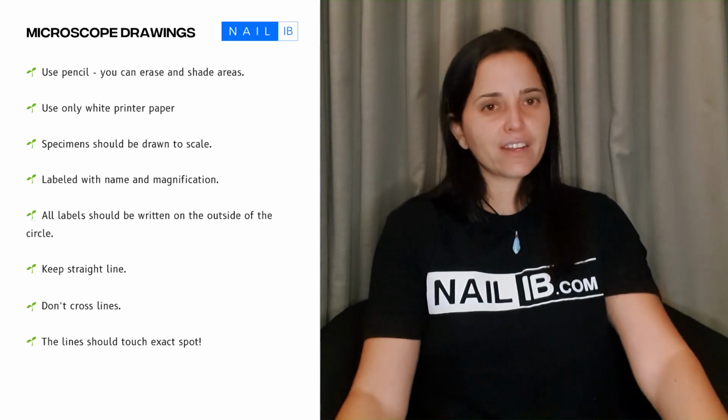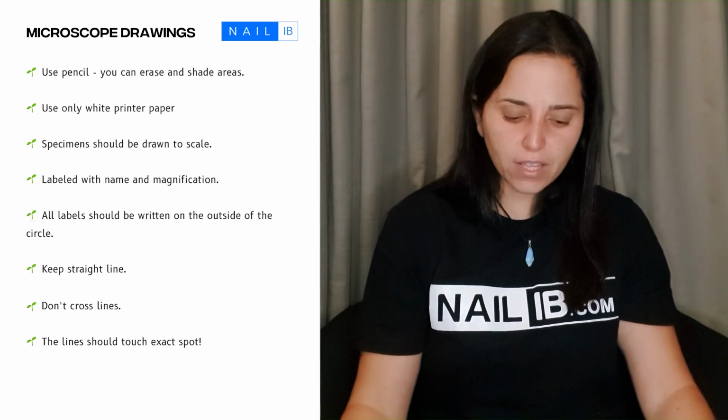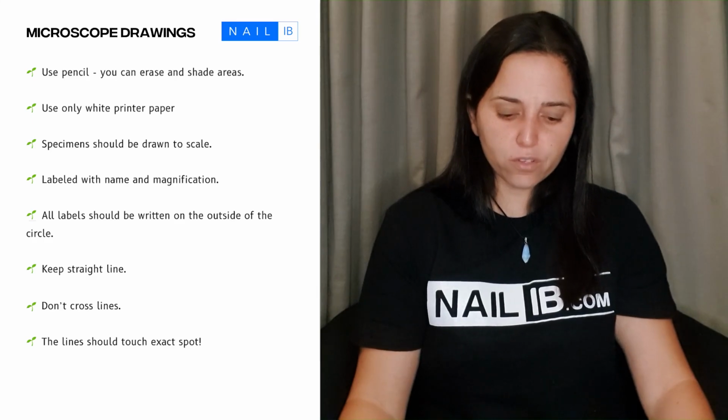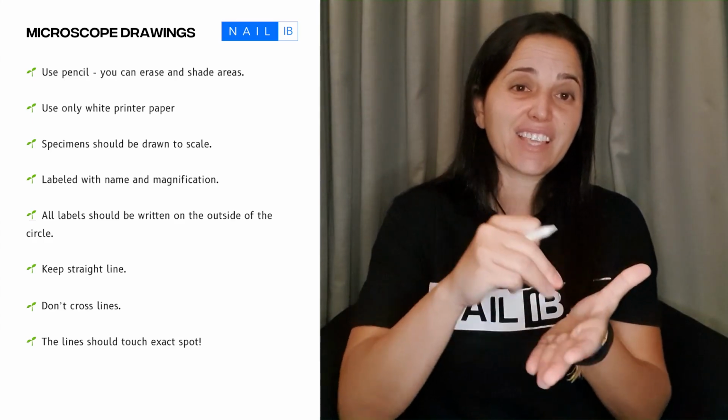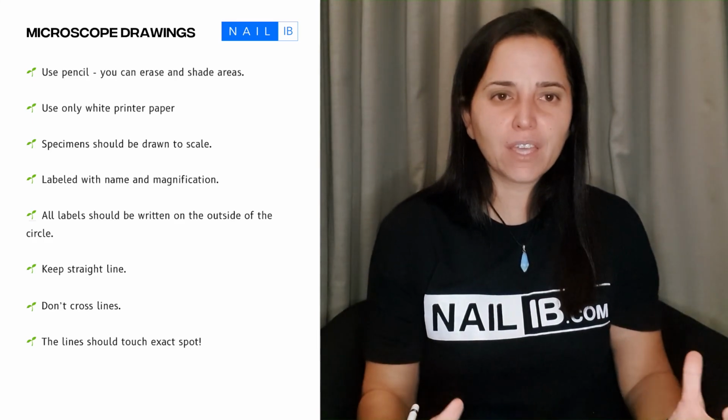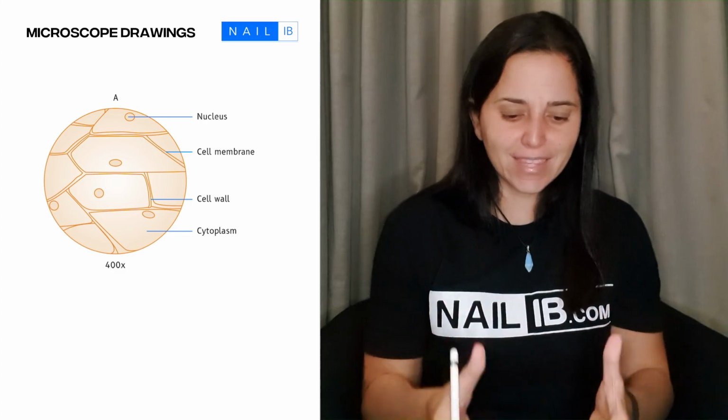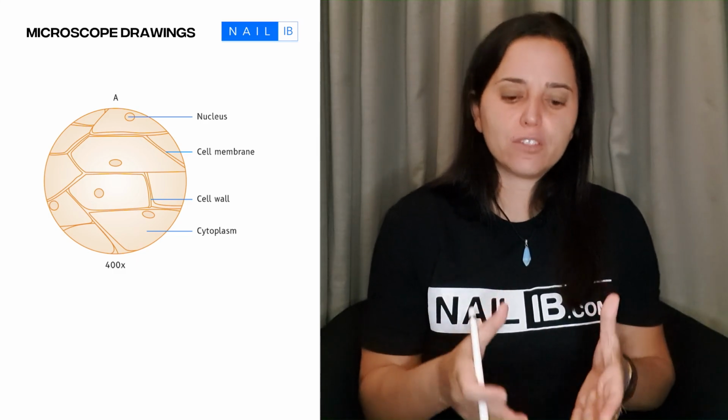Label all of them very nicely on the line. Keep a straight line. Do not cross the lines. And of course, make sure that the lines are touching the exact spot. Now, all of this I'm saying, let me show you what it looks like. This is what it looks like, a drawing that you have to do.